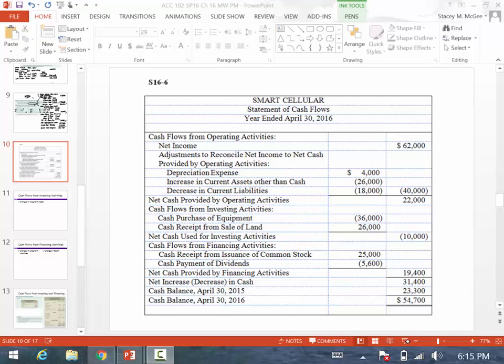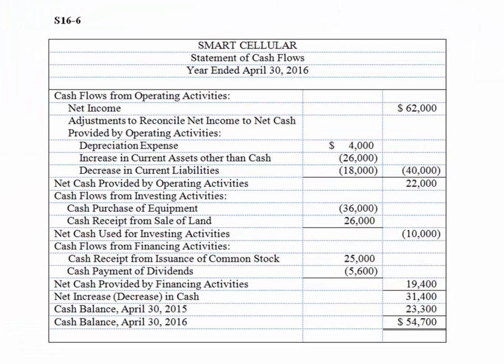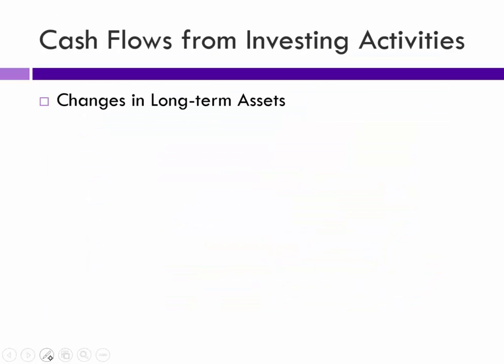Okay, so here's where we left off with the last one. I actually lost my PowerPoint, but I think I've pretty much recreated it here. So here we did a statement of cash flows, and in this one they were really nice and they told us how much the dividend payment was or how much we got when we sold the land. But sometimes they don't tell you how much it is, and we can still get to what we need.